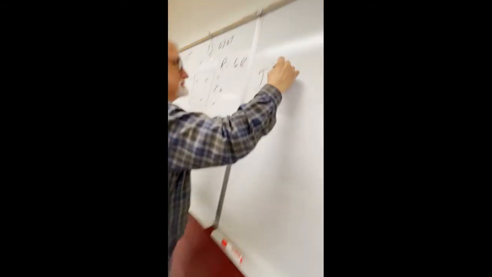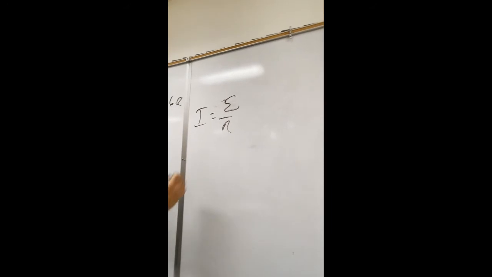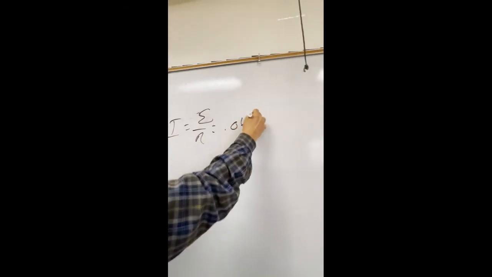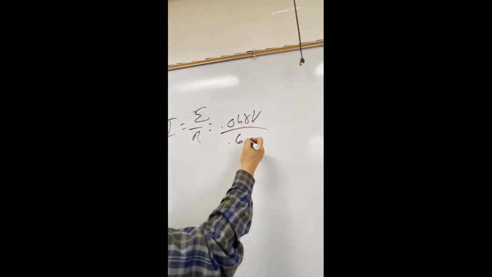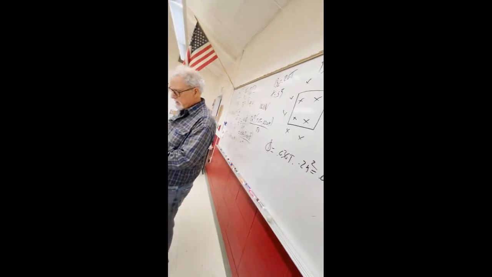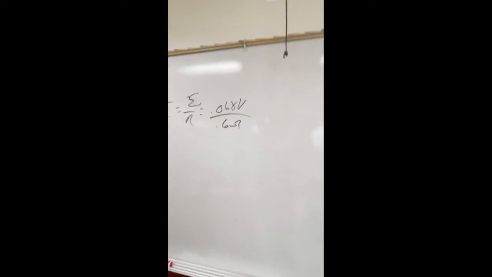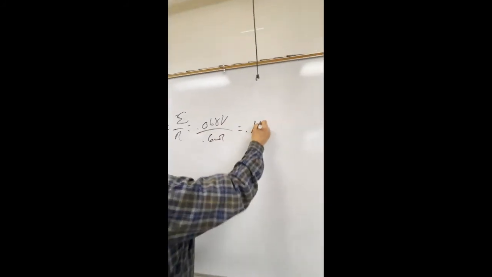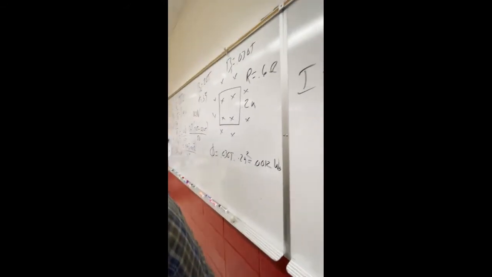And then it also wants to know the direction and to justify. What I'm going to do is use the electromotive force over the resistance. That's I. 0.068 volts divided by 0.6 ohms. That's going to be about 0.1 something. Divided by 0.6, 0.11. Okay, so 0.11 amps. And then it says, what is the direction of the current?